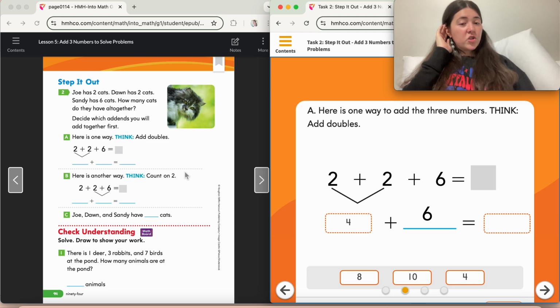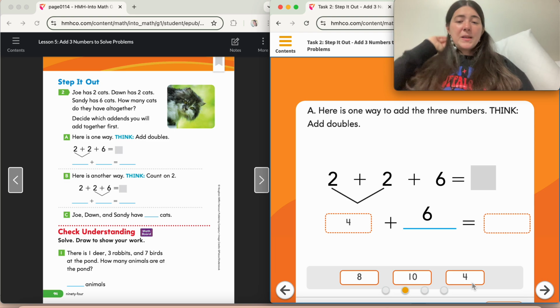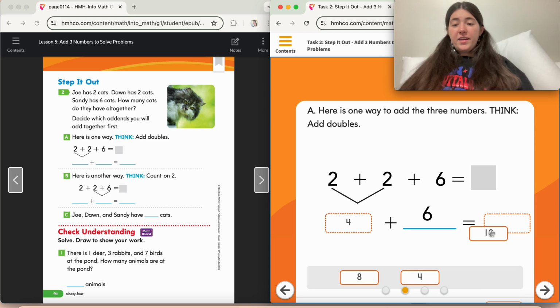If you need to draw circles and squares over in this spot, go ahead and do that. But when you know, go ahead and tell me. 4 plus 6 equals, is it 8, 10, or 4? Yeah, it's 10. 4 plus 6 is one of our friends of 10. So we can put a 10 here. You are going to write a 10 right here. And we know that 2 plus 2 plus 6 equals 10.